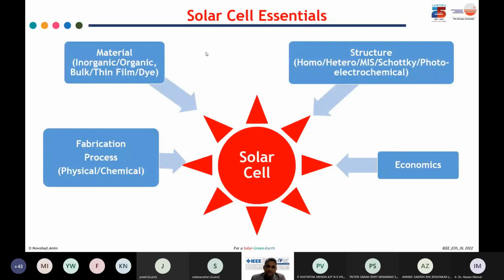I just put it in an infographic way. In a solar cell, we need to search for materials, either inorganic or organic, in bulk or in thin films or even in dye. And we have to look for an appropriate fabrication process; we have to try different kinds of fabrication processes. We have to try different kinds of structures. If it is semiconductor device based, like PN junction based, then we have to look at homo and heterojunction, or MIS. If it is not that kind, then we have to go for an electrochemical cell. And all in all, after doing all these things, we have to make sure that it is economical, that means cost competitive with others. Otherwise, it will never see commercialization. So this is what we must think about before we proceed with any new materials or new device technologies.